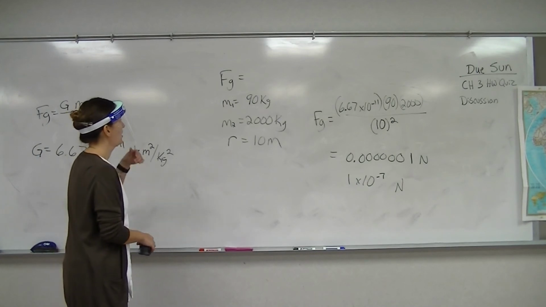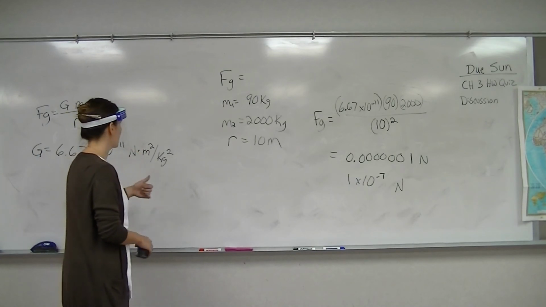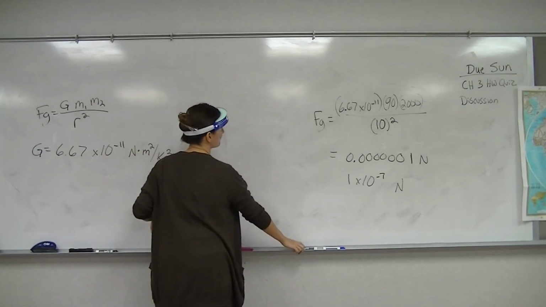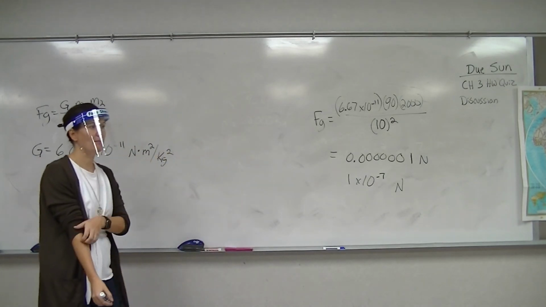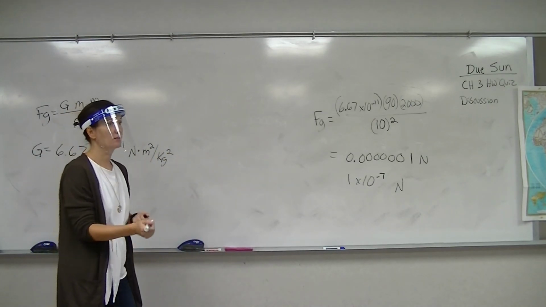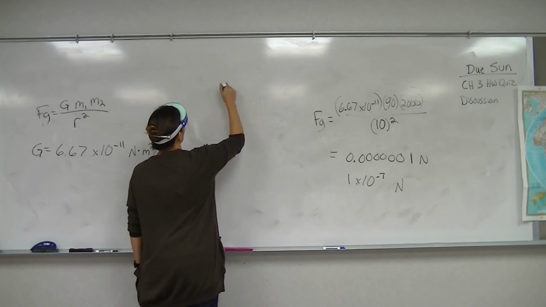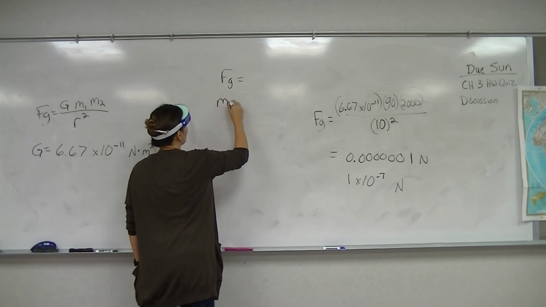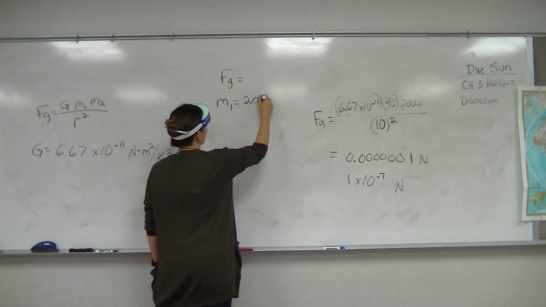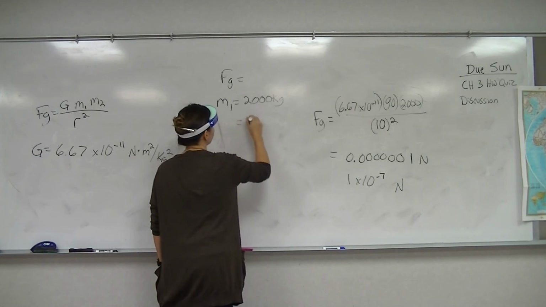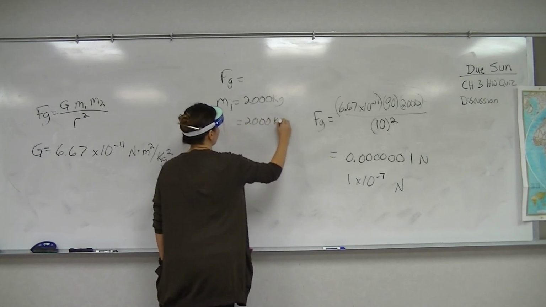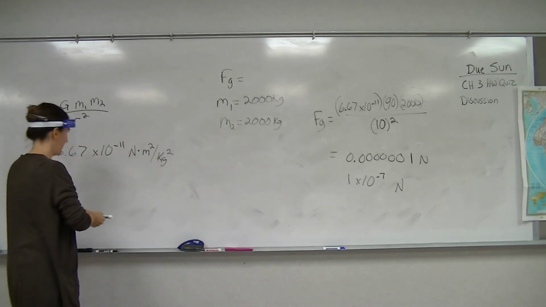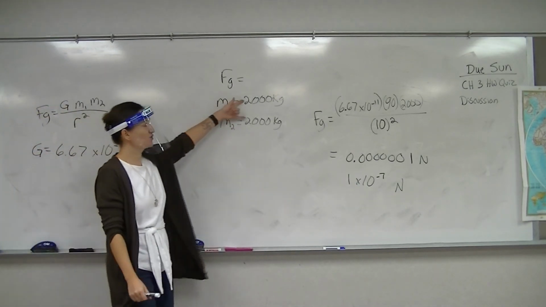Okay, so the next one, I believe, is the force between two vehicles, right? They have the same mass. What's their mass? 2,000 kilograms. Okay. So the next problem, we're calculating F of G again, but now it's between two vehicles. And both vehicles have the same mass. And this is just coincidence. Usually they are different masses. But our masses just went up.